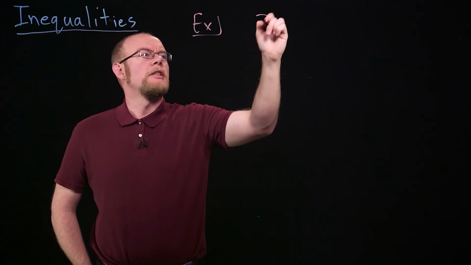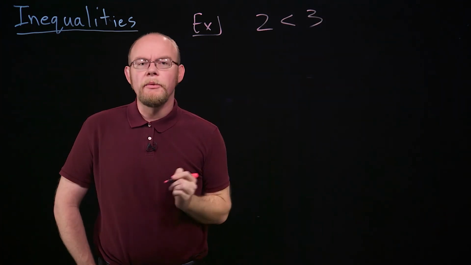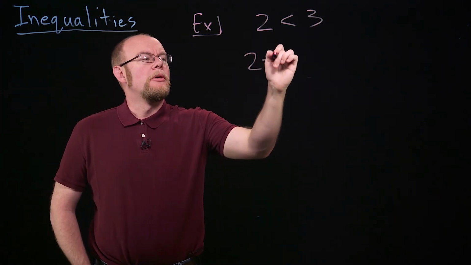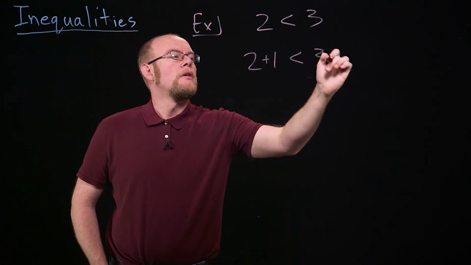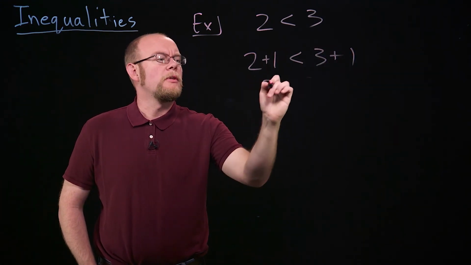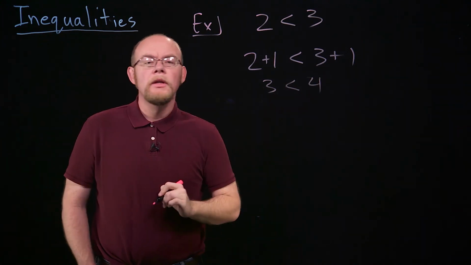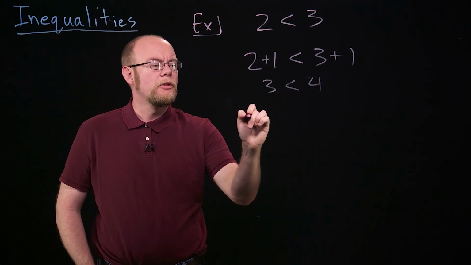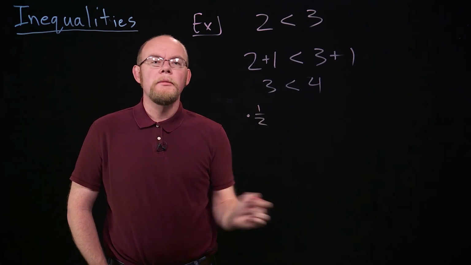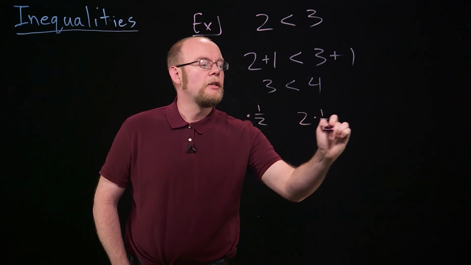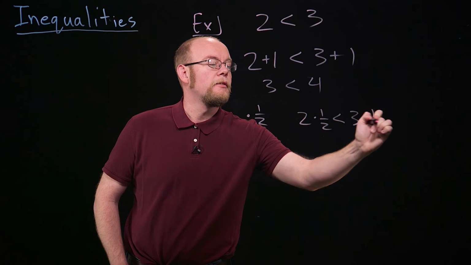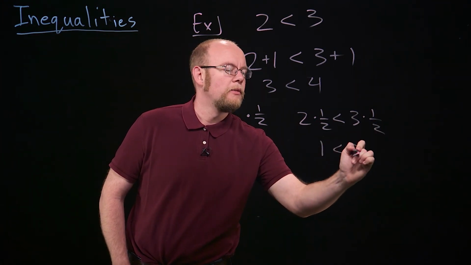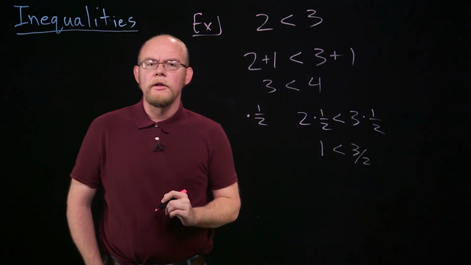We can all agree that, for example, 2 is less than 3. That makes perfect sense, right? Now, if we were to add a number to both sides, this would still be true because we'd have 3 is less than 4. And likewise, if we were to multiply both sides by a positive number, say 1/2, then we would have 2 times 1/2 is less than 3 times 1/2. And as you know, 2 over 2 is 1, that's less than 3/2, and so on.